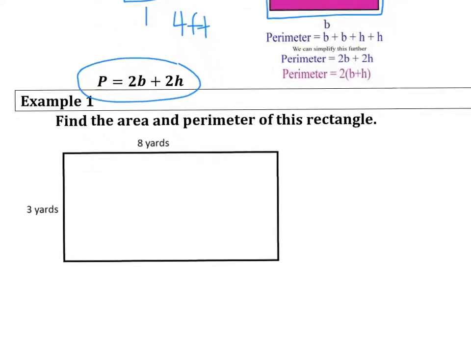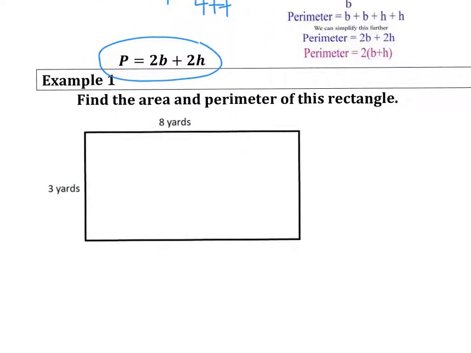You would just add up all of the outside lengths of whatever shape you were given. Let's go right into an example. Example 1 says find the area and perimeter of this rectangle. Now to get full credit, I know you're going to have area equals base times height. You're going to have to show your formula. I know you're going to get points for that. Your base would be 8 and your height would be 3.